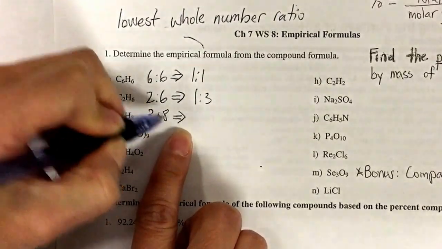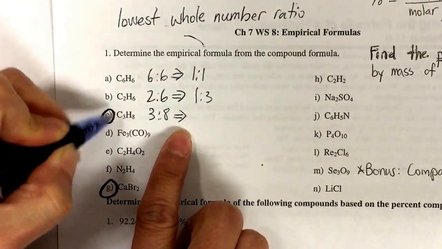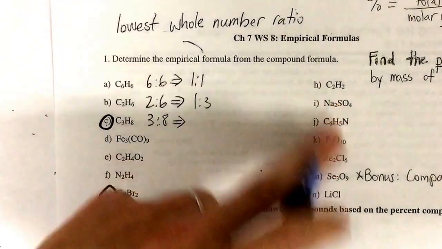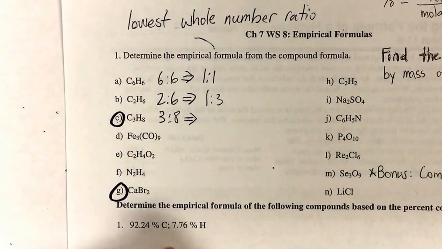It doesn't. So this is called the empirical. So we circle where we see an empirical formula, and we continue to circle all the way through from A through N, okay? I'm going to jump over to these problems now.